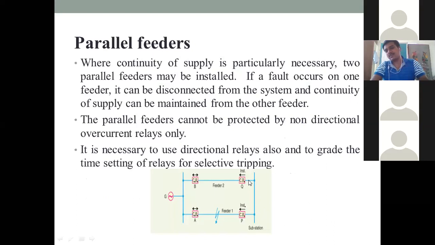What is the disadvantage of this radial feeder? It can allow the supply to flow in only one direction, and if any fault occurs at the middle, you cannot have continuity of supply. So in order to have continuity of supply, we use parallel feeders. If any one of the feeders is disconnected, another feeder will be operating. So that is the advantage here.